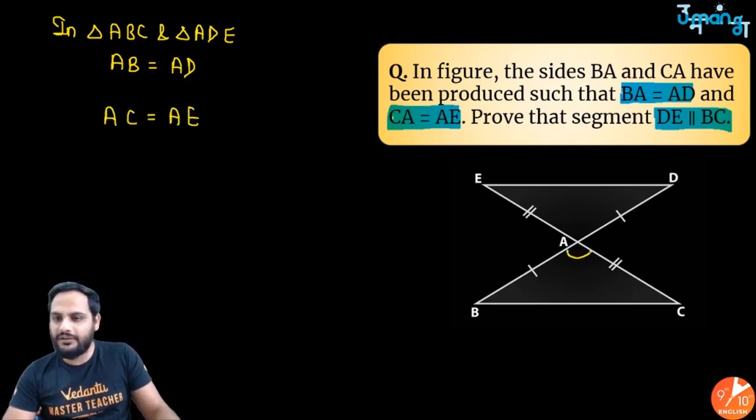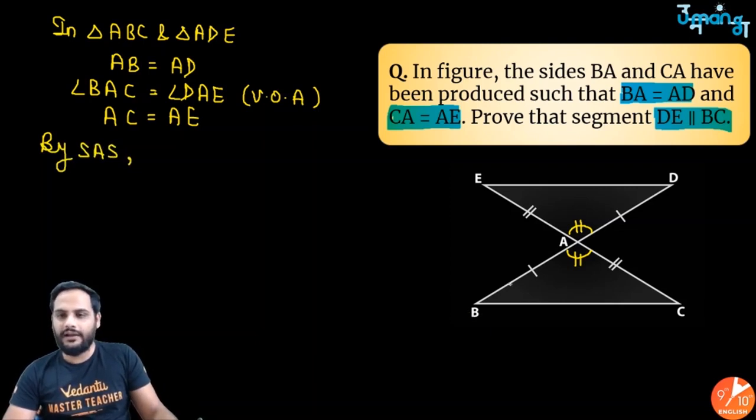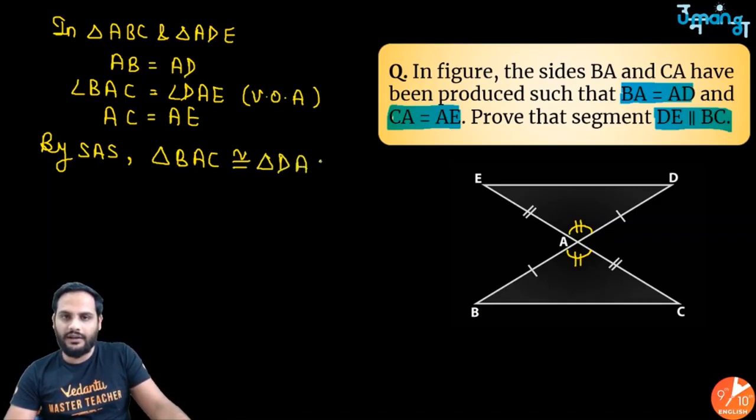Also, the angle between these two sides, that is angle BAC, is equal to angle DAE. Why? Vertically opposite angles. So angle BAC is equal to angle DAE. The reason is vertically opposite angles. So what is this rule? Side angle side. So I can say by SAS rule, triangle BAC is congruent to triangle DAE, since BA is equal to AD.